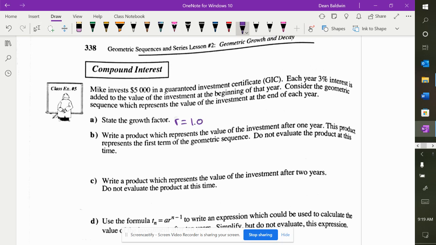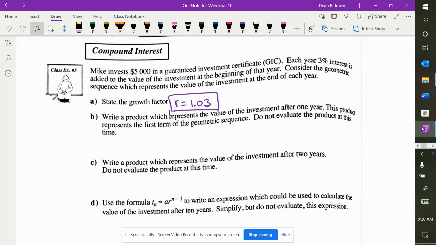30% would be nice, but I don't think banks will give you 30%. 1.03. Okay. What a product which represents the value of the investment after 1 year.